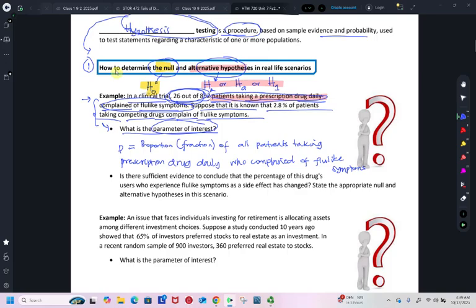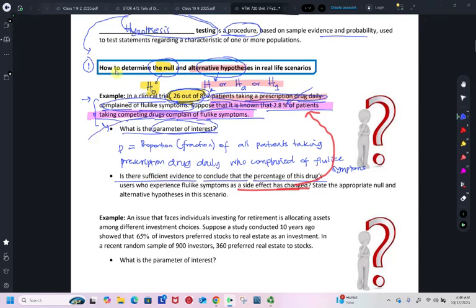Now, is there sufficient evidence to conclude that the percentage of these drug users who experience flu-like symptoms as a side effect has changed from what it used to be? And by change, we mean we have a baseline here because we are told that suppose it is known that 2.8% of patients taking competing drugs complain of flu-like symptoms. Well, if the evidence we gathered from this data is anything to go by, does it represent a significant departure from the baseline of what used to be the status quo?